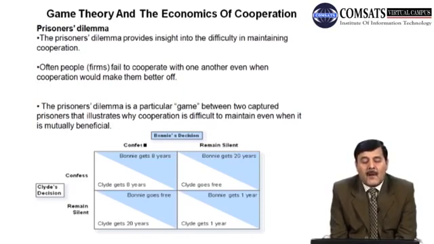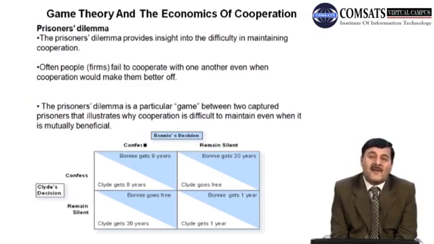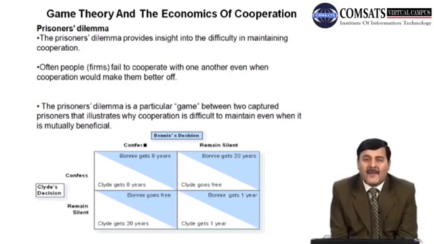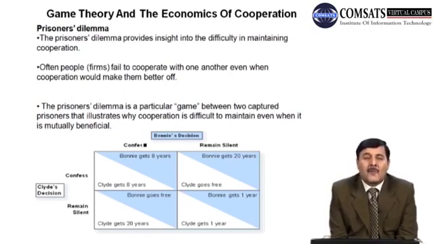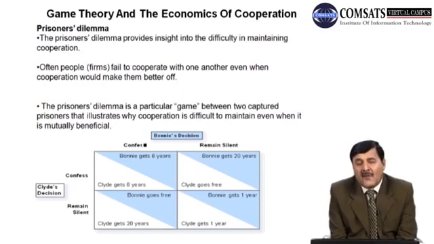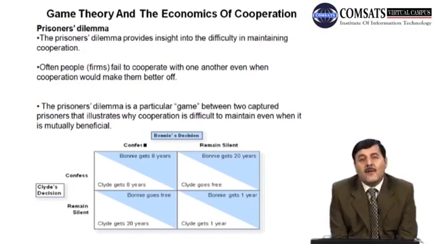Now often people or the firms fail to cooperate with one another even when cooperation would make them better off. उनको पता है that if they cooperate and they produce by cooperating with each other, they supply by cooperating with each other, they charge price by cooperating with each other, both of them will be better off, they will be getting maximum profit. But most of the time they take their self-interest and they fail to cooperate with each other. So when they fail to cooperate, they are comparatively less better off than if they cooperate with each other.